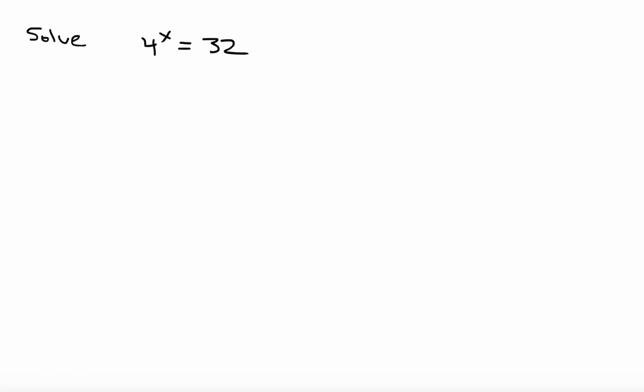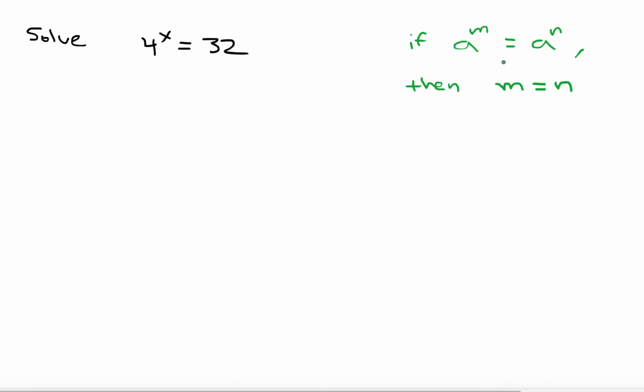All right, so we're going to use this key fact here. If a to the m power is equal to a to the n power, then what can we conclude? Then it must be that the powers must be the same. Then m is equal to n. So what this is saying is, as long as the bases are the same, remember, we have two sides to this equation, as long as the left side is equal to the right side and the bases are the same, then we can just set the exponents equal to each other. The key is they have to be the same base though.